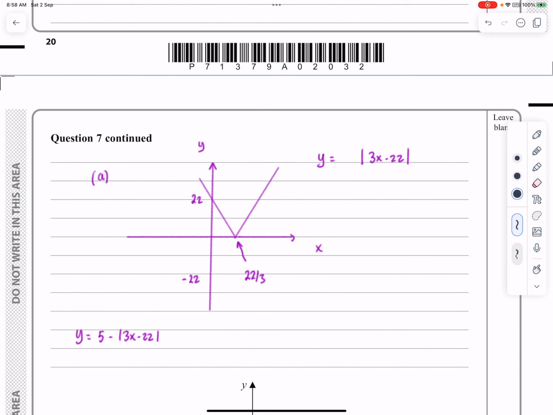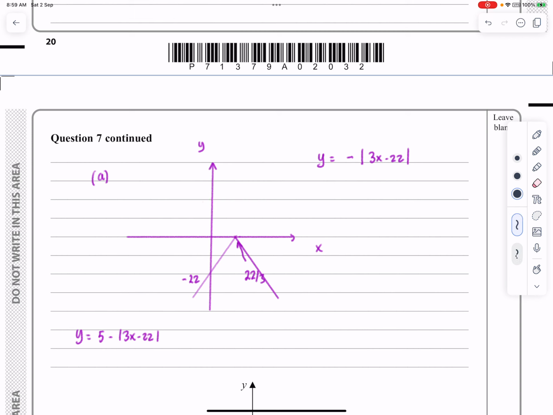The next thing to do is the minus of the modulus of 3x minus 22, which now means that this graph is just going to be reflected down here about the x-axis. So actually now I'm getting rid of the top part. Now I'm not interested in that bit up there. I just use the iPad skills to get rid of those.